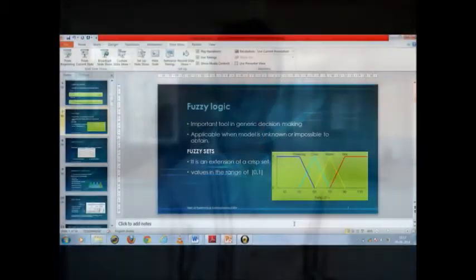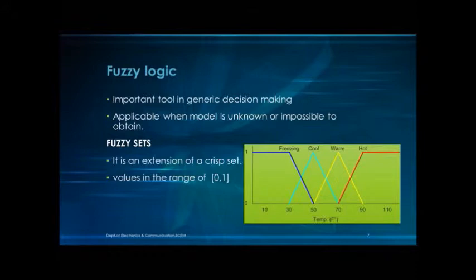Uncertainty or possibility is an important tool in generic decision making. It is applicable when the model is unknown or impossible to obtain. Here we calculate the student performance from a variety of input variables. Here we need human understanding, especially in the soft knowledge domain.